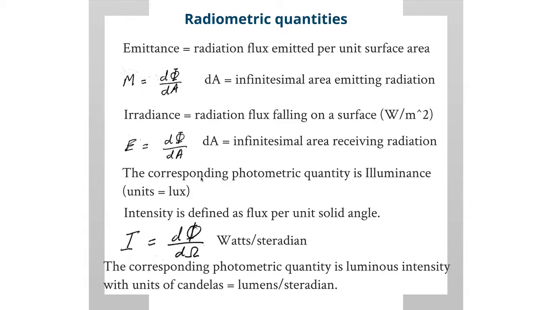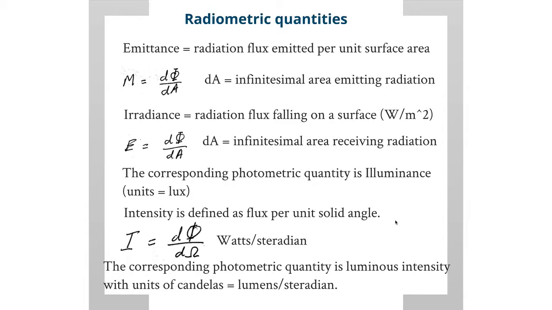Same definition. The corresponding photometric quantity is luminance. Its units are in lux. Okay, we saw that. And intensity is defined as flux per unit solid angle. So now we are defining a new unit in terms of intensity. We ignored the angle before. So the new thing is intensity, watts per steradian. By the way, I should also point out, there's no need to memorize any of this. You can look it up. You just need to know where to look, obviously. So intensity is defined as flux per unit solid angle, watts per steradian.